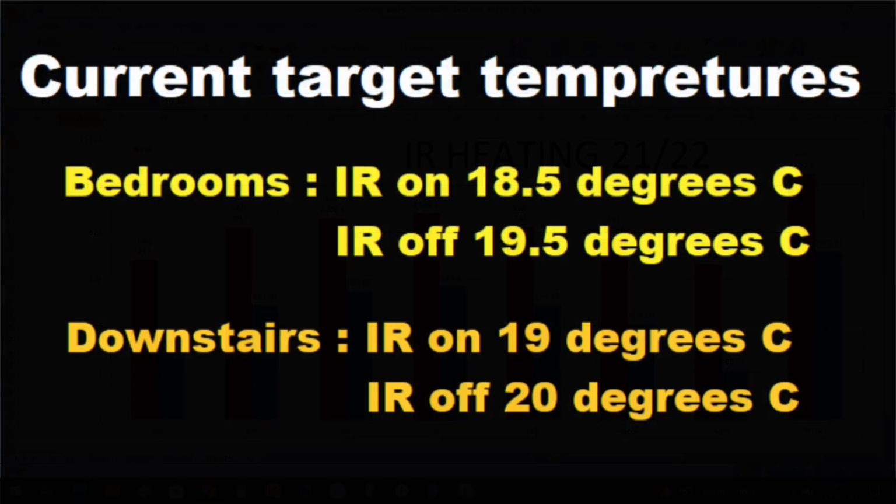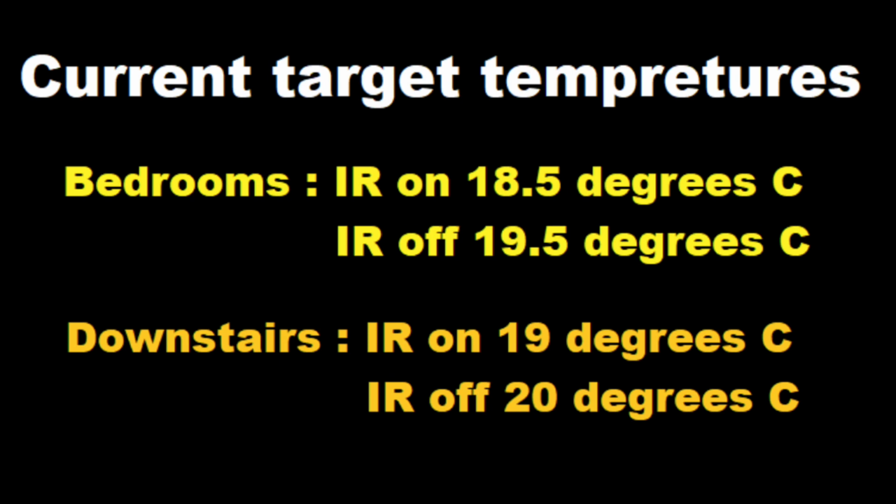And the final facts is that we had all the bedroom infrared heaters coming on at 18.5 degrees and going off at 19.5 degrees, and that's 24/7. And the downstairs we had coming on at 19 degrees and going off at 20 degrees, and again that's 24/7.